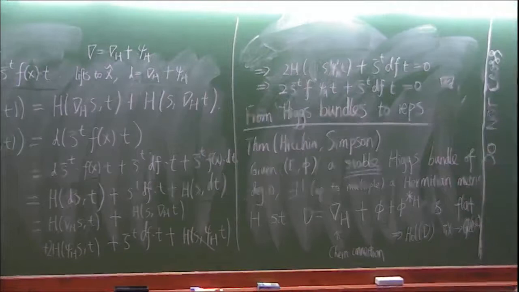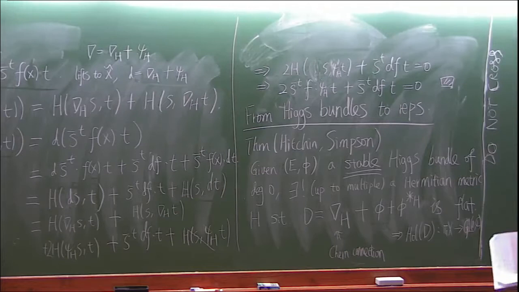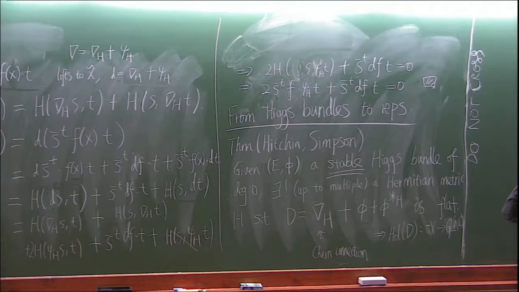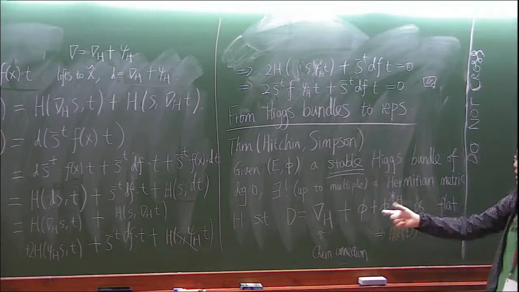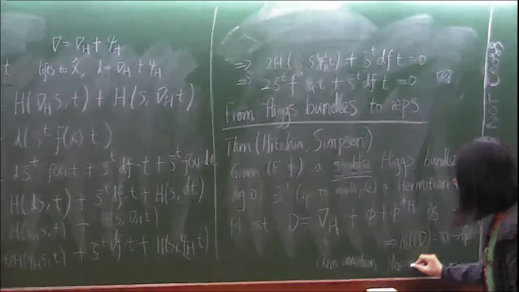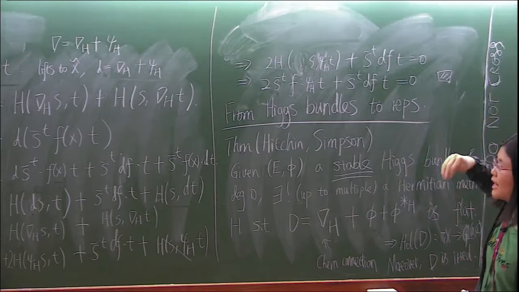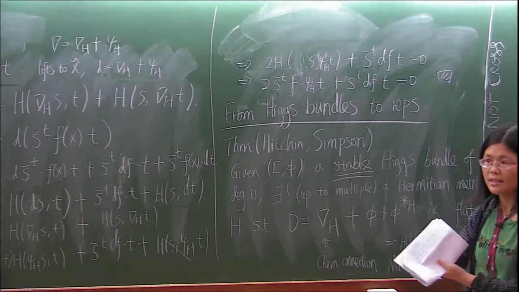And then it seems that we add the conditions from both sides. So why these two directions coincide is because, from a stable Higgs bundle, we obtain a flat connection. Moreover, we can easily show that this D is irreducible. That means the flat connection that comes from a Higgs bundle is always irreducible from a stable Higgs bundle. But actually going back from a representation to a Higgs bundle, previously I didn't say that in fact the Higgs bundle we obtain is stable. So these two directions are exactly matched up.